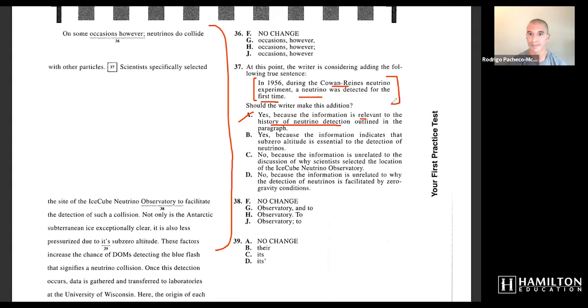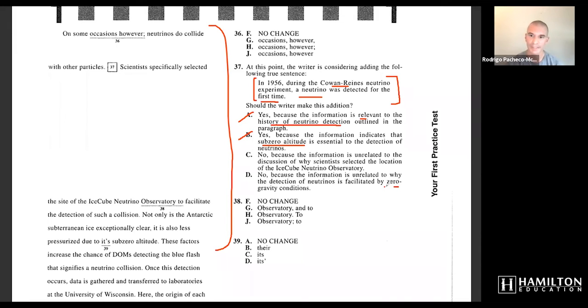As we see here, it doesn't mention anything about a sub-zero altitude. That is in the paragraph itself, not part of this sentence, so we can eliminate B. C says that we shouldn't add it because the information is unrelated to the discussion of why scientists selected the location of the IceCube Neutrino Observatory. And D tells us that we shouldn't add it because the information is unrelated to why the detection of neutrinos is facilitated by zero gravity conditions.